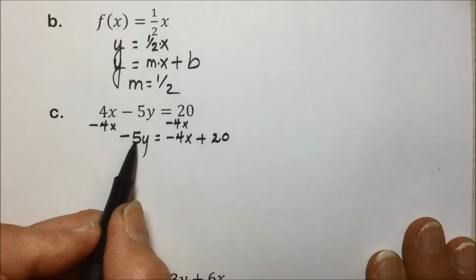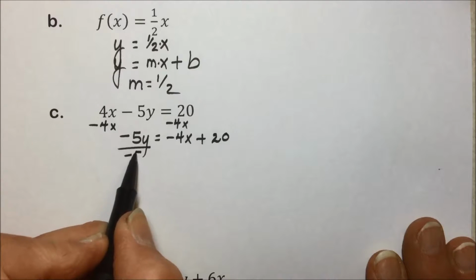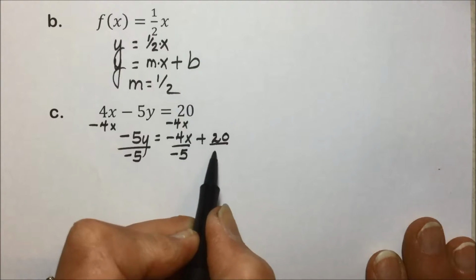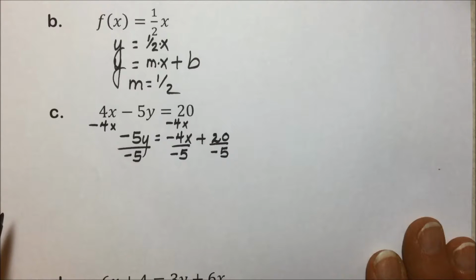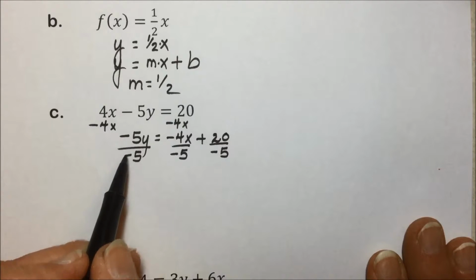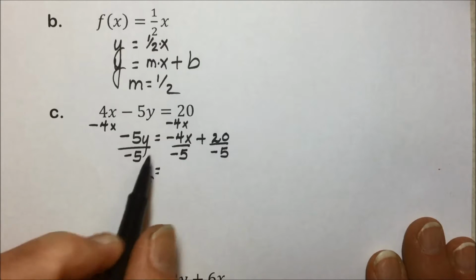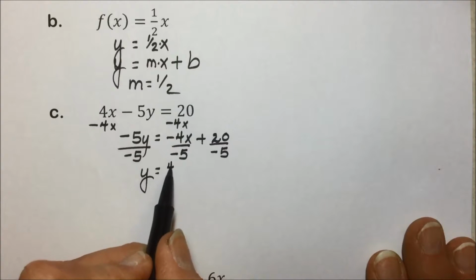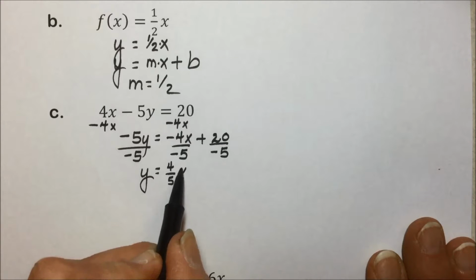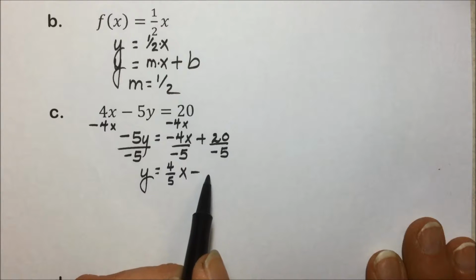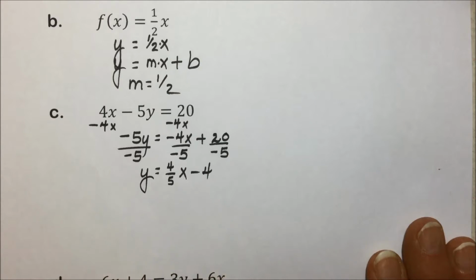Next, we want a coefficient of 1 on our y, so we need to undo the multiplication with division. And to maintain equality, each term needs to be divided by negative 5. The negatives cancel out. 5 over 5 is a 1 times y. Negatives cancel out. 4 divided by 5, we'll just leave it as that fraction times x. And a positive divided by a negative is a negative. 20 divided by 5 leaves a 4.